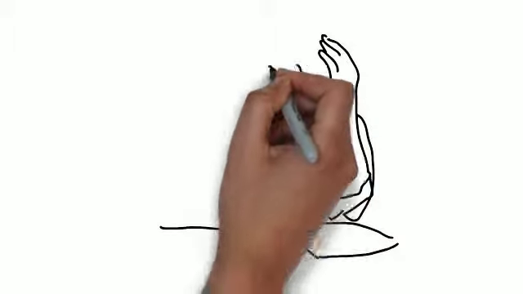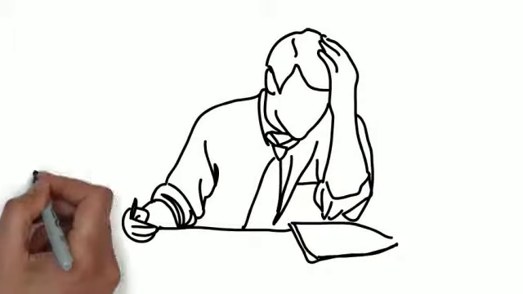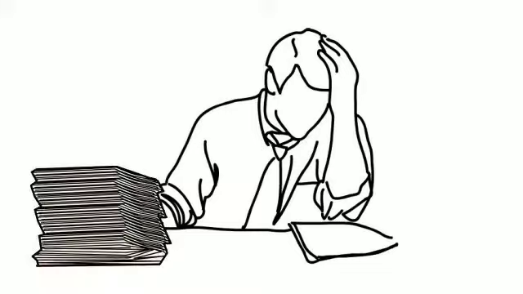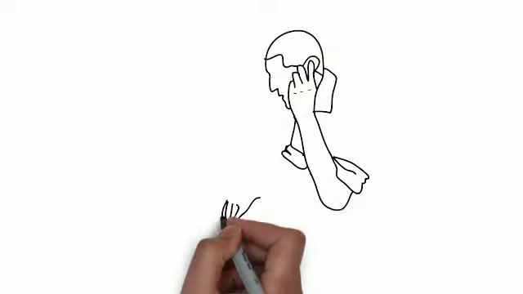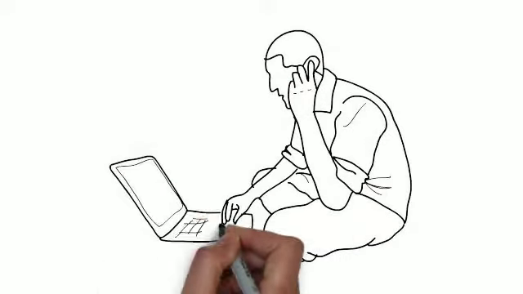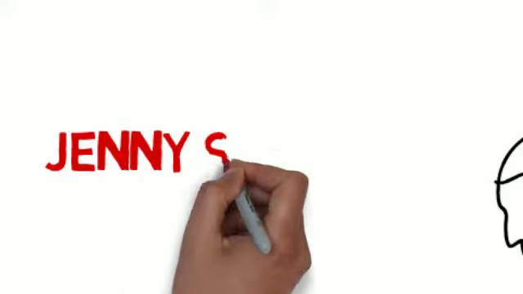Meet Bob. Bob's business is plagued by a lack of organization. Bob struggles to keep track of prospective clients and existing clients. Bob is way too busy to take time to get organized. Then, Bob founds Jenny Small CRM.